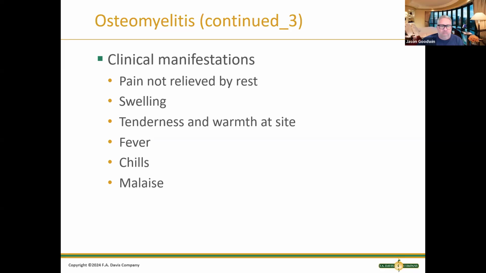So the pain's not relieved by rest. So maybe it's always painful, right? It's not related to exercise. That's an important distinction, right? Does it get worse or does it always do that?